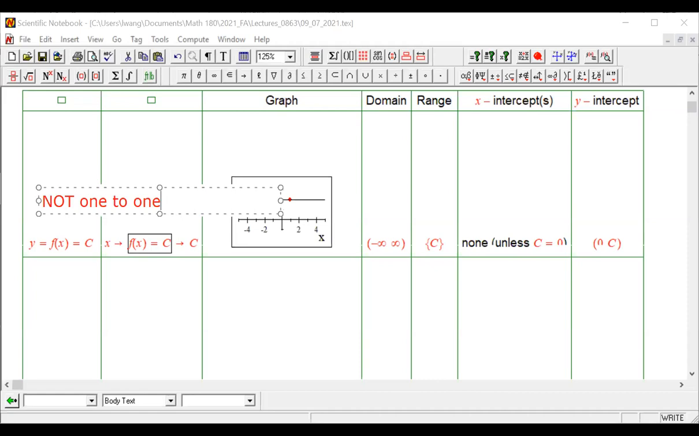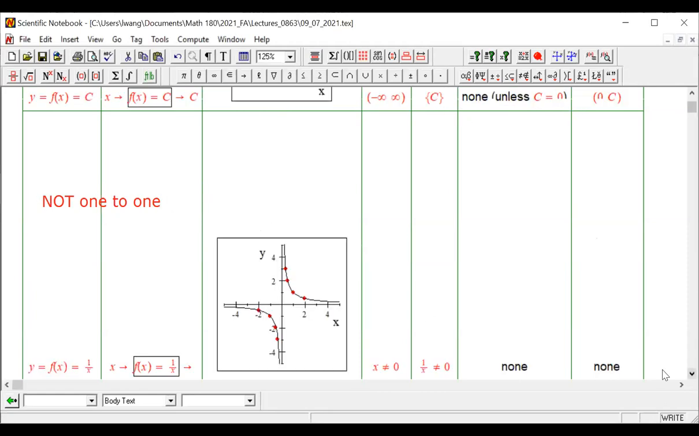Have your card next to you. So the first function is not one-to-one. Any questions, you guys? Thank you, Professor. No problem.